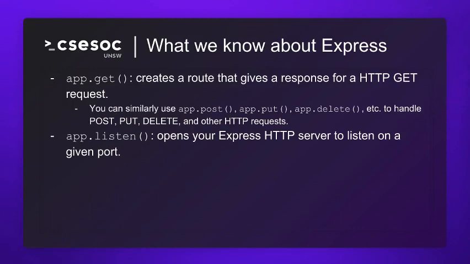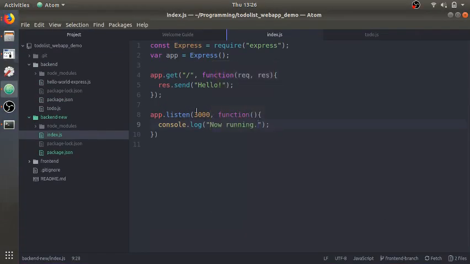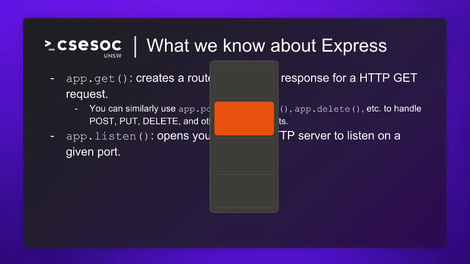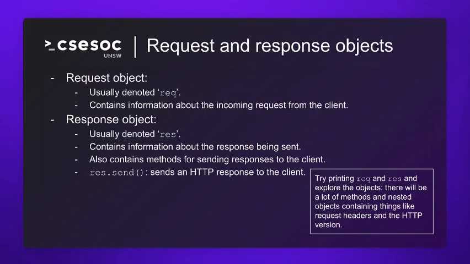So what we've learned is app.get creates a route that responds to a GET request. We can also respond to post, put, delete, and whatever other kind of HTTP requests we want. And app.listen opens your Express server and listens on a given port. So that's why we gave it 3000. That's the port that it's listening on. That's what that means.